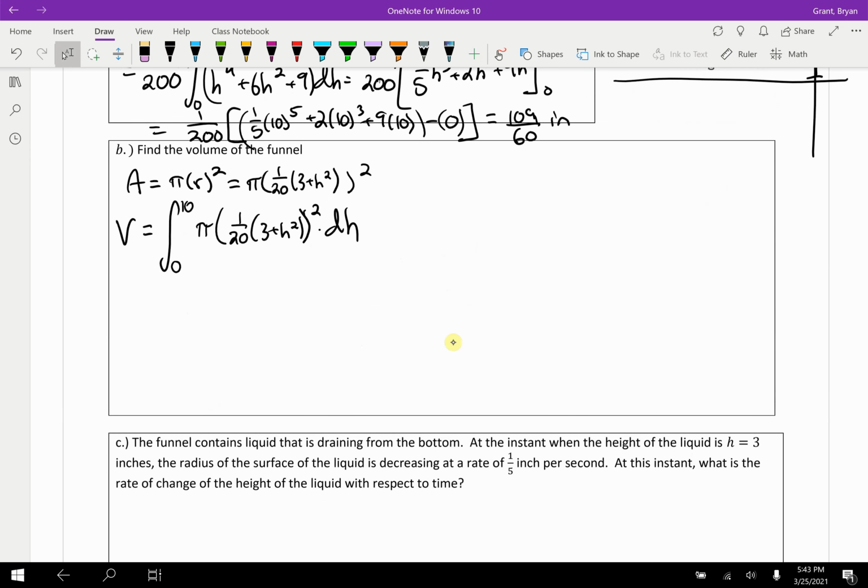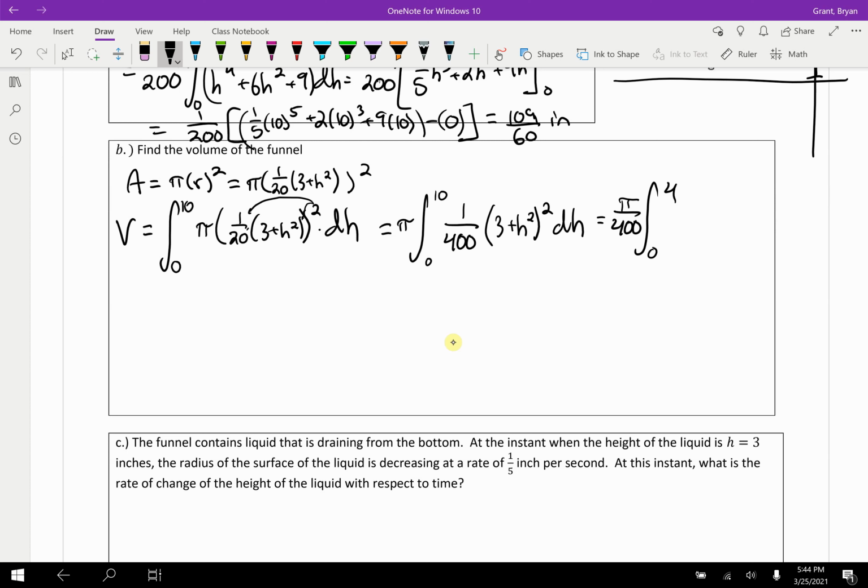Now we have some math to do. We need to actually find the volume, which means we need the antiderivative. Let's start simplifying some things down. Pi goes here, 0 to 10. The square we can distribute here and here because they're connected by multiplication. 1/20th squared, 20 times 20 is 400, and this becomes 3 plus h squared squared dh. Okay, nothing bad so far. I'm going to have the 1/400th hang out with pi out front, so I don't have to deal with that till the very end. We've already multiplied this out.